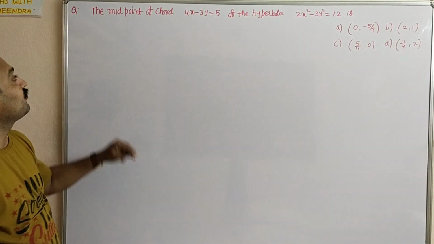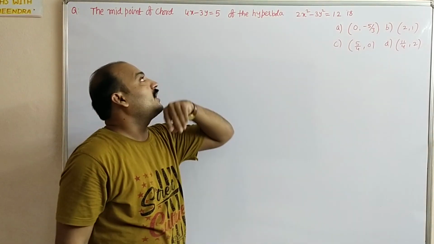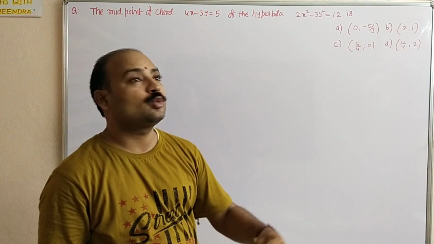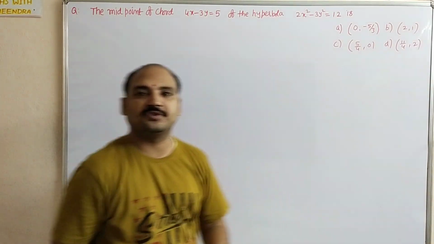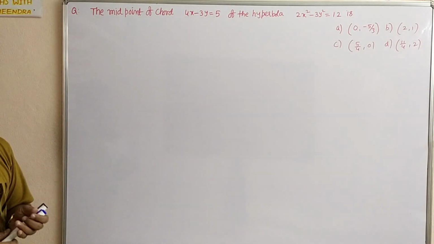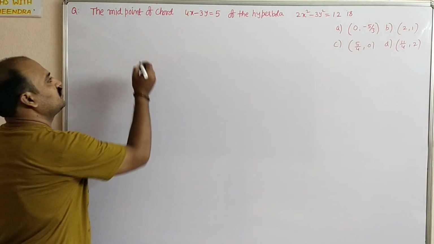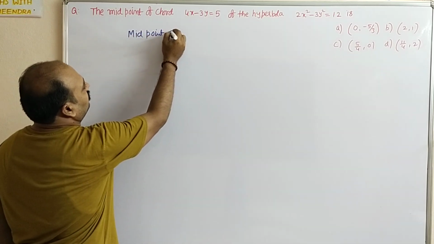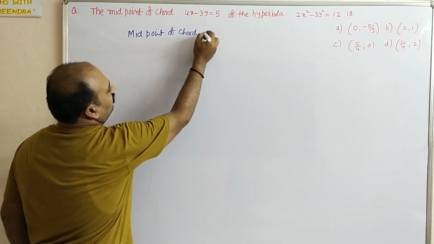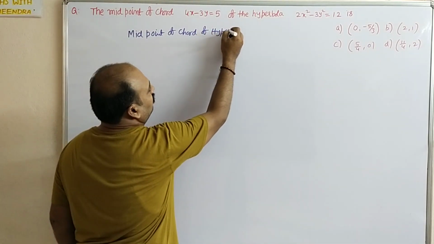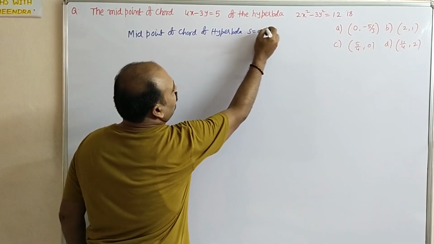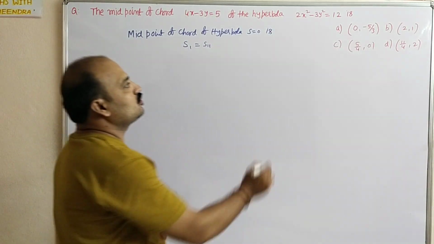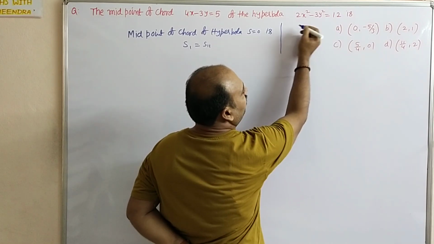The next question. The midpoint of chord 4x minus 3y equal to 5 of the hyperbola 2x square minus 3y square equal to 12 is. These are the options. So midpoint of the chord. What is the formula for midpoint of the chord? Midpoint of the chord of hyperbola S equal to 0 is S1 equal to S11. This is the formula.